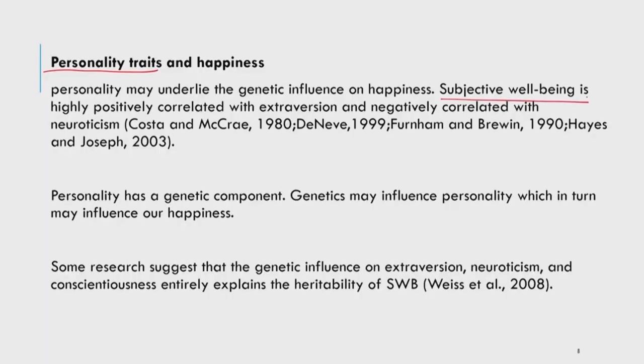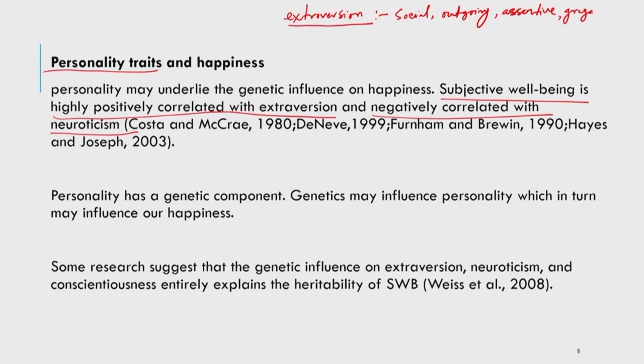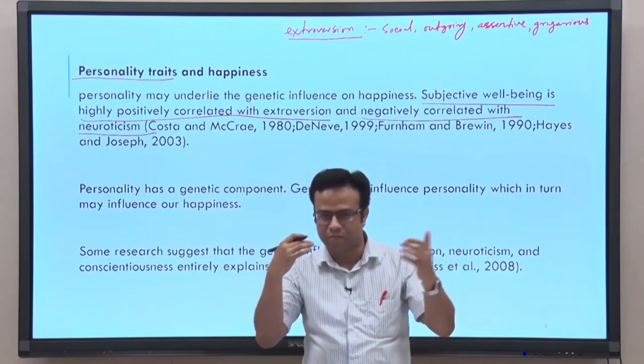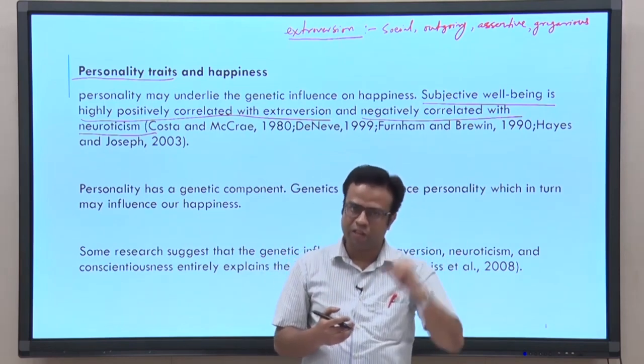The research shows subjective well-being or happiness is highly positively connected to one particular trait, which is called extroversion, and negatively correlated to another trait, which is called neuroticism. Extroversion is a trait where people high on this trait are very social, outgoing, assertive, gregarious. They are very energetic, and always want to be surrounded by people. So, they prefer to be in social situations.